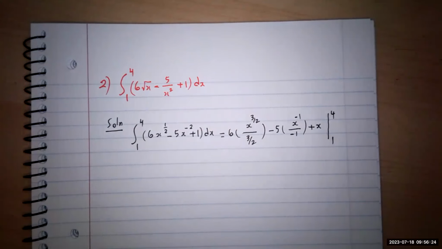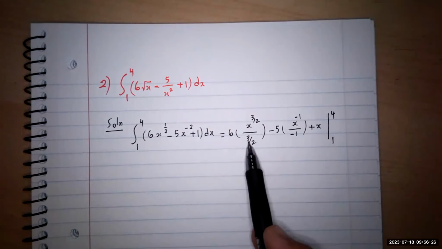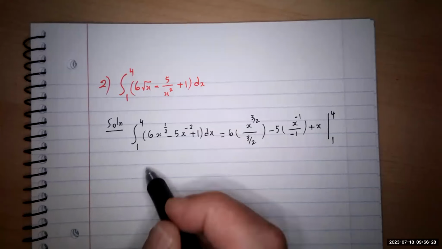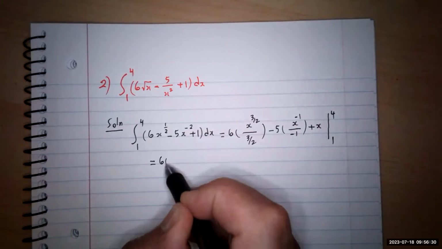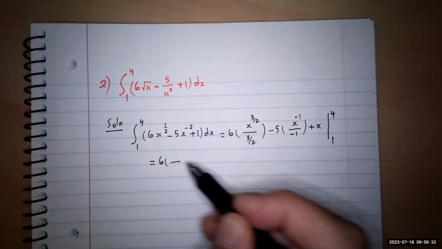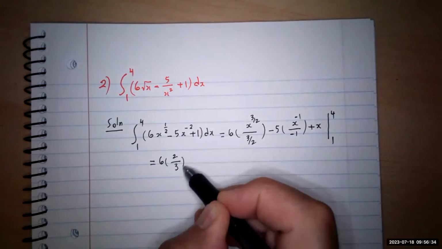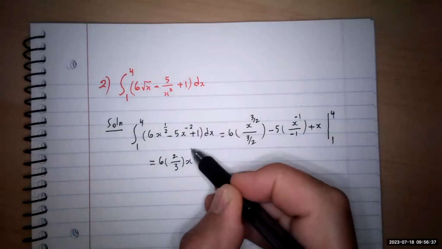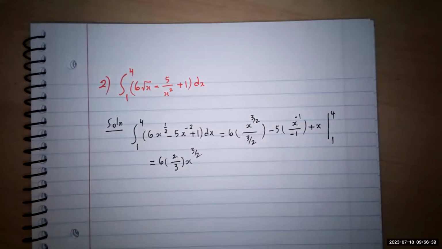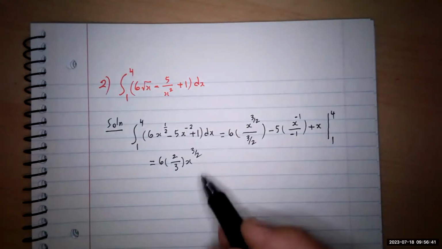Simplify it first, then substitute. You have the 3/2 here, you have to use the reciprocal. So it's going to be 6 times the reciprocal. 3/2 would be 2/3. 2/3 x to the 3/2. Okay, that's 1. Negative, negative, positive.